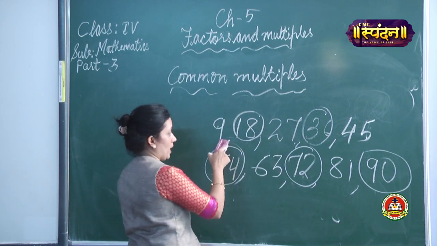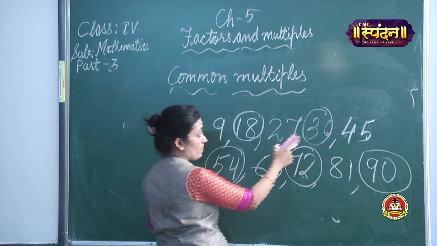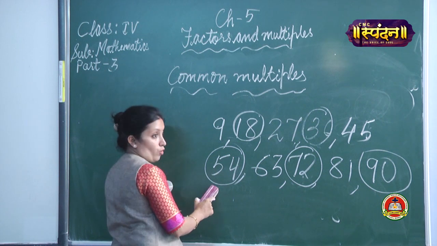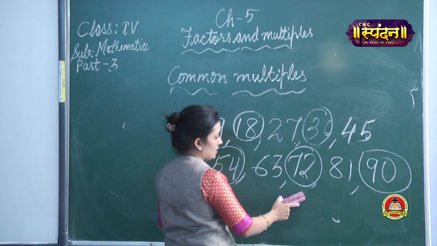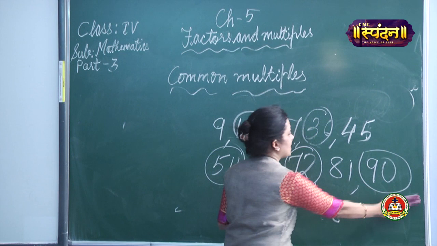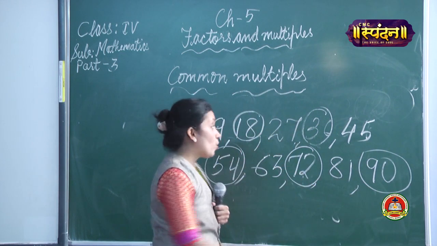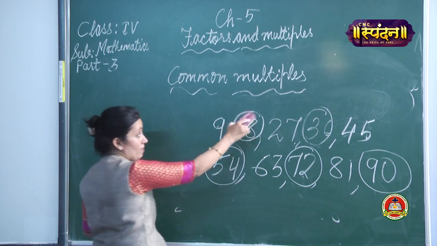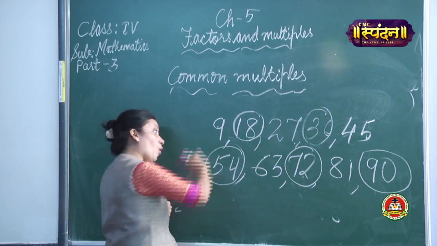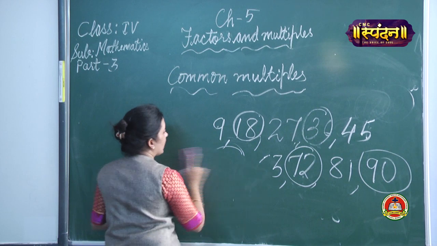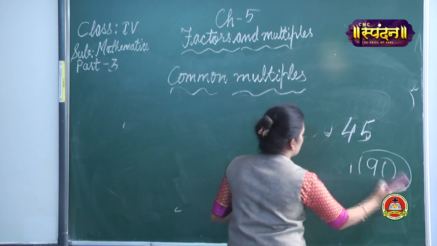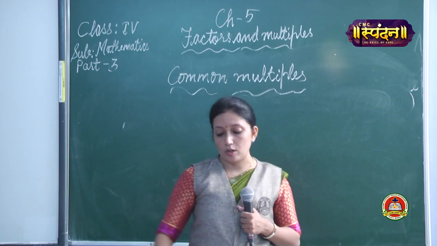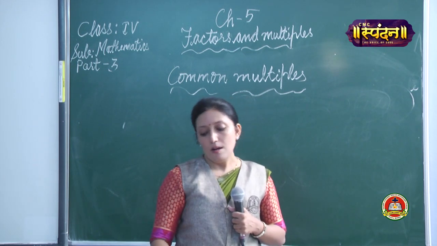And this is the table. 9 ones are 9, 9 twos are 18, 9 threes are 27, 9 fours are 36, 9 fives are 45, 9 sixes are 54, 9 sevens are 63, 9 eights are 72, 9 nines are 81, 9 tens are 90. And only even multiples I have got. See, only even multiples I have circled, not any other. All are multiples, but I wanted only the even. Children, please recall the tables. It's very, very important. Without this, you are not able to calculate the factors as well as multiples.